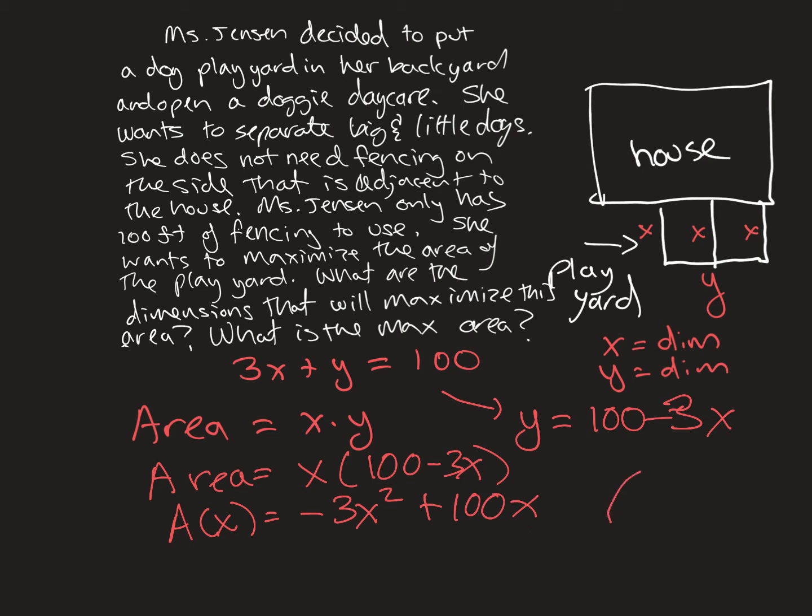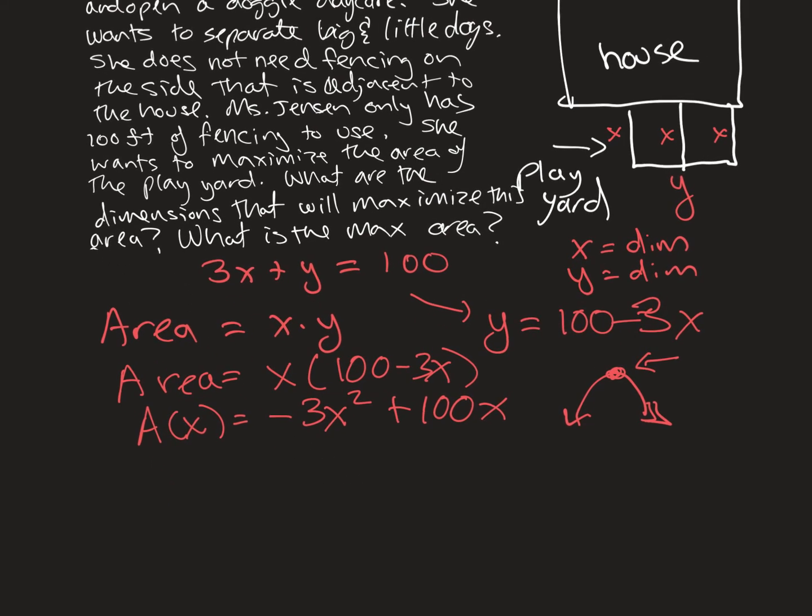Which luckily is a parabola that opens down. And the vertex is the max. Just be careful here. The x-coordinate of the vertex does stand for the x dimension, because we wrote the area in terms of the x dimension, but the y-coordinate of this vertex is the max area, not the y dimension.